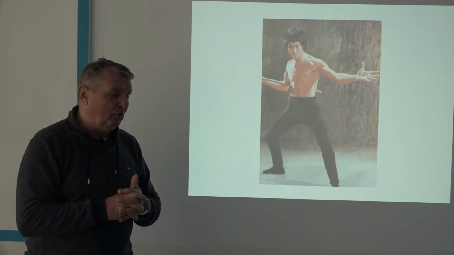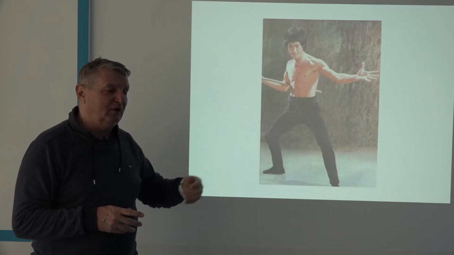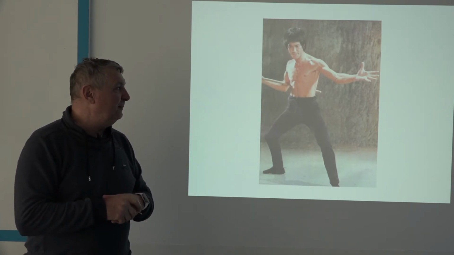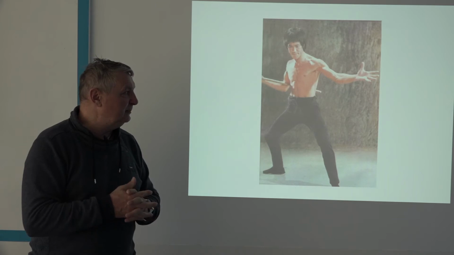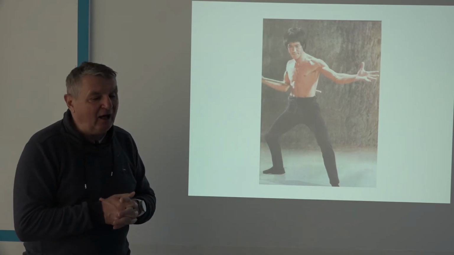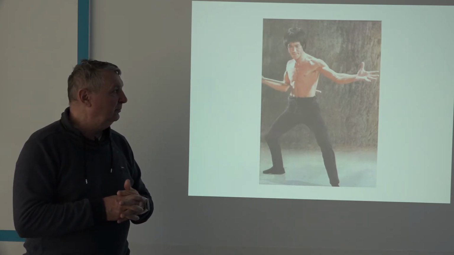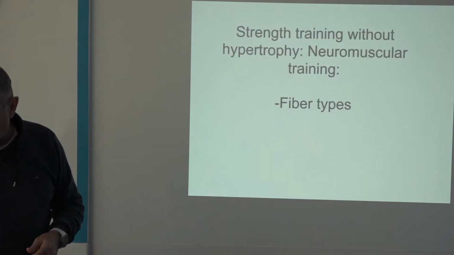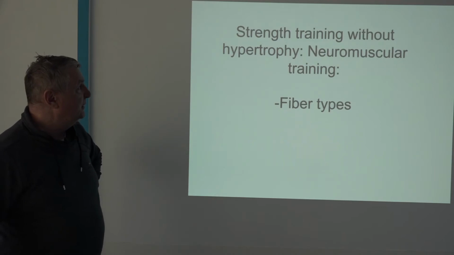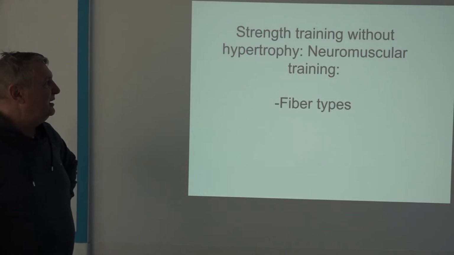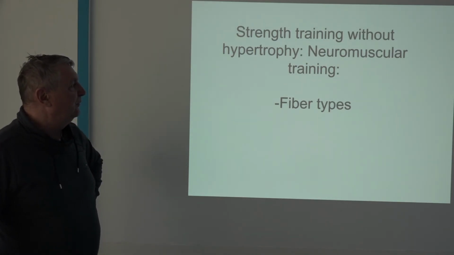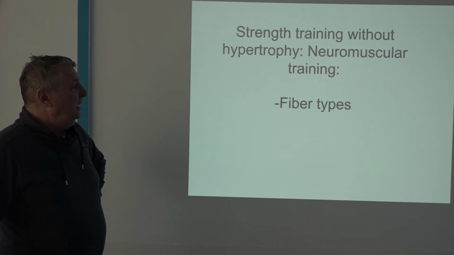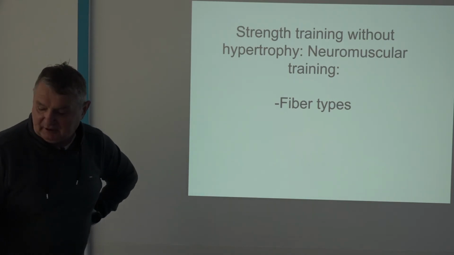So in some sports, we have to think about building up explosive strength, maximal strength, without big increase in muscle mass. What is the secret? How to do that? This depends on the kind of training which is called neuromuscular training. It depends on the activation of fiber types.